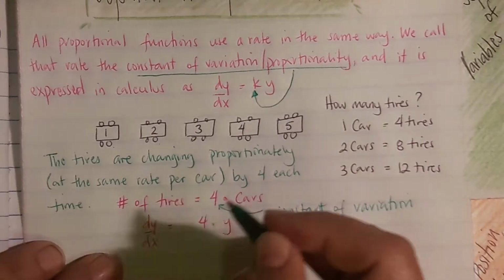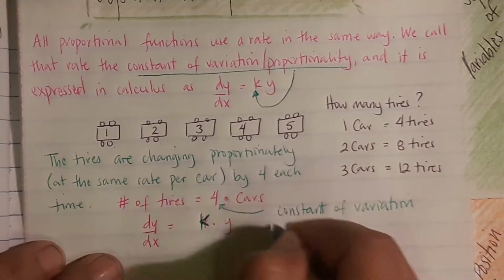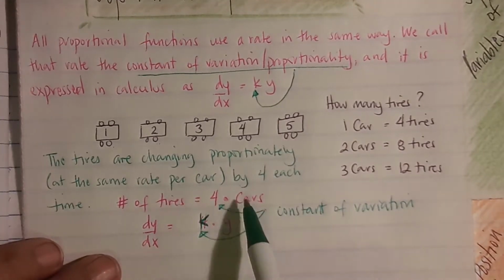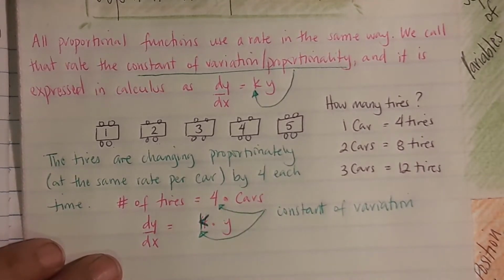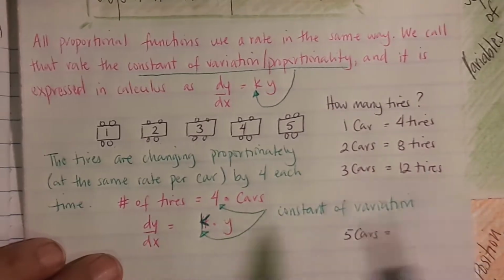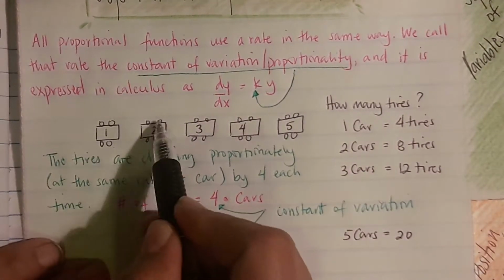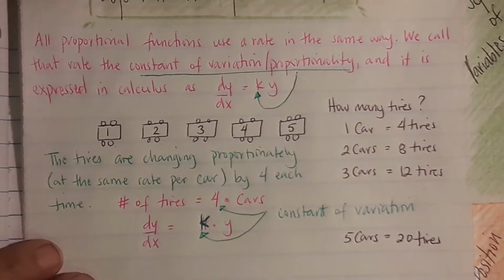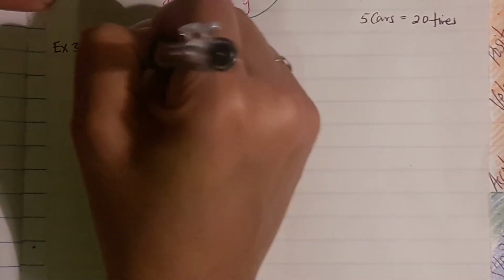So this time we don't have to count how many tires per car. We can just use the constant of variation. So if we had 5 cars, instead of counting all those tires, I can just say, well, 4, which is my constant of variation, times the 5, and that'll give me the 20 tires. Or I can count them all out and it'll be 20. Nobody has time for that. So just a quick refresher of what the constant of variation is.